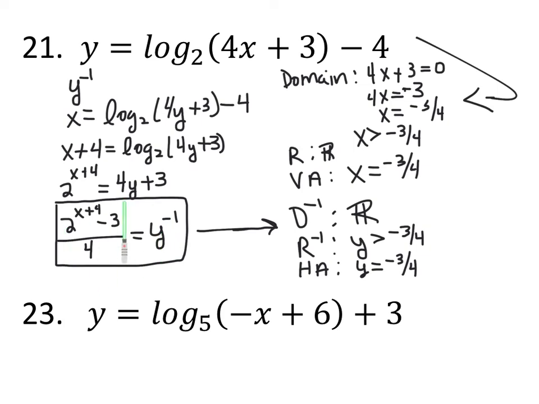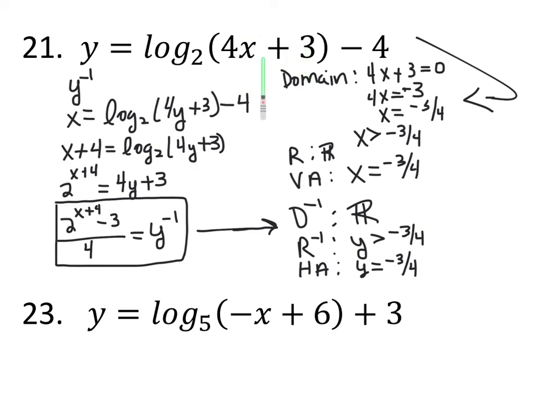All right, so here's my inverse equation. Here's my original equation. The other thing I need to do is find the domain and range for each. So I found the domain first of my original equation. I find that by taking this 4x plus 3 and setting it equal to 0.